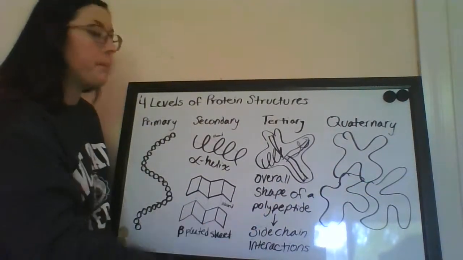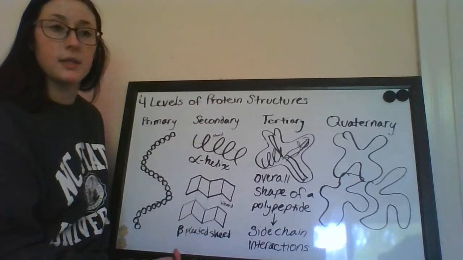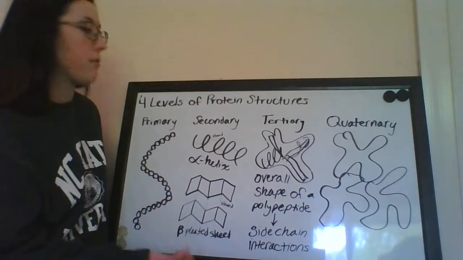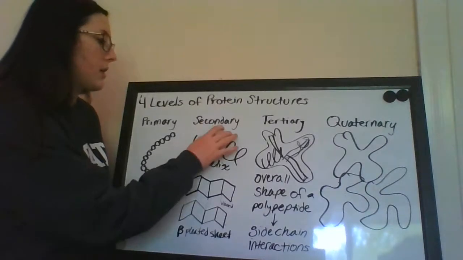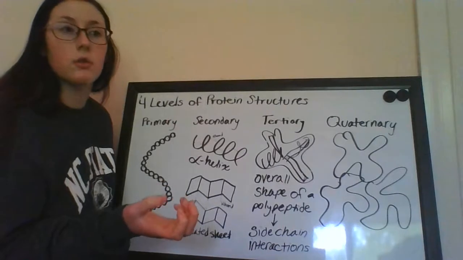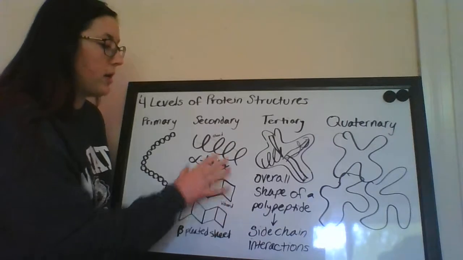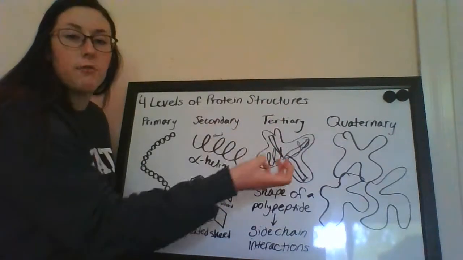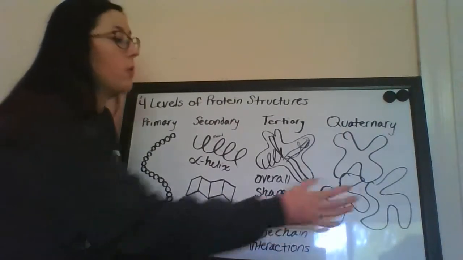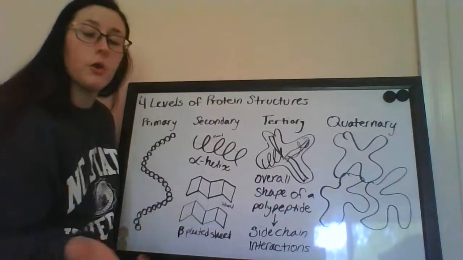Now, as a recap, we've got the primary structure, which is the linear sequence of amino acids. So just individual amino acids linked together through peptide bonds. We've got the secondary structure, which is how this chain folds or coils, and those structures are maintained through hydrogen bonds. You've got the tertiary, which is how these things actually fold, coil, and create overall shape based on their side chain interactions. And then quaternary is a bunch of peptides stuck together in order to create a protein.